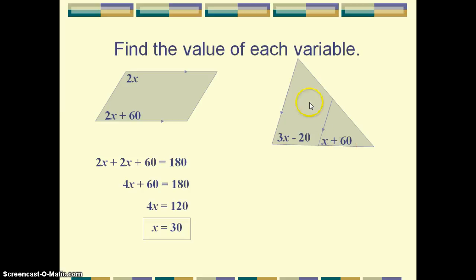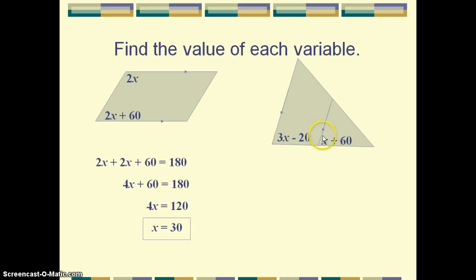Alright, next example. Here are my parallel lines, and I have two transversals. I have the transversal on the bottom and the transversal on the right. How do I know these are transversals? Because they are intersecting the two parallel lines. So I'm looking at this angle at the bottom left and this angle right here. First, what is the special angle pair between these two angles?